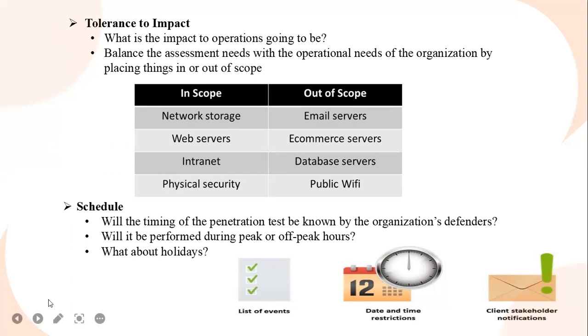So you could say, in scope, please just test my network storage. I have a network disk of 3, 5 or 10 terabytes that is connected to my network via Wi-Fi or via LAN cable. Just test that for me, and it has a simple access control. On my web server, just test my websites for me. On my intranet, which I use for internal communication, and on my physical security, just test that. Please don't test my email servers. They're out of scope. Don't test my e-commerce servers because I do 24/7 buy and sell.